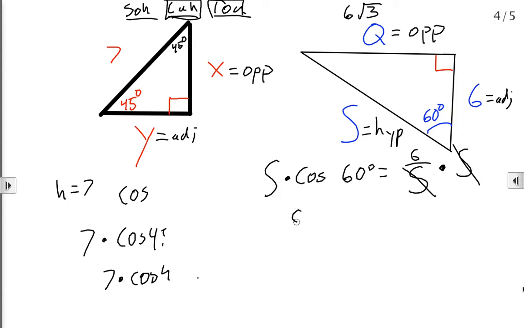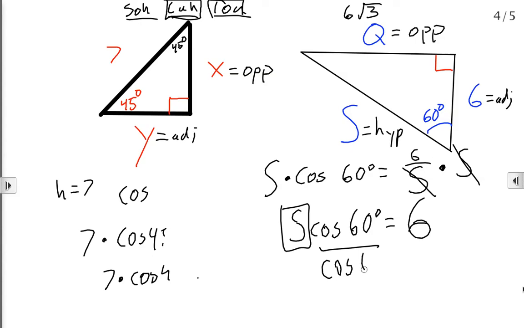And so now we have S cosine 60 equals 6. And we're still trying to solve for S. So we want to divide by cosine 60 and divide by cosine 60. And like I said, we should get 12 is our result, because if you have a 30, 60, 90 triangle, the shortcut is the hypotenuse is always double the short side, so double 6.